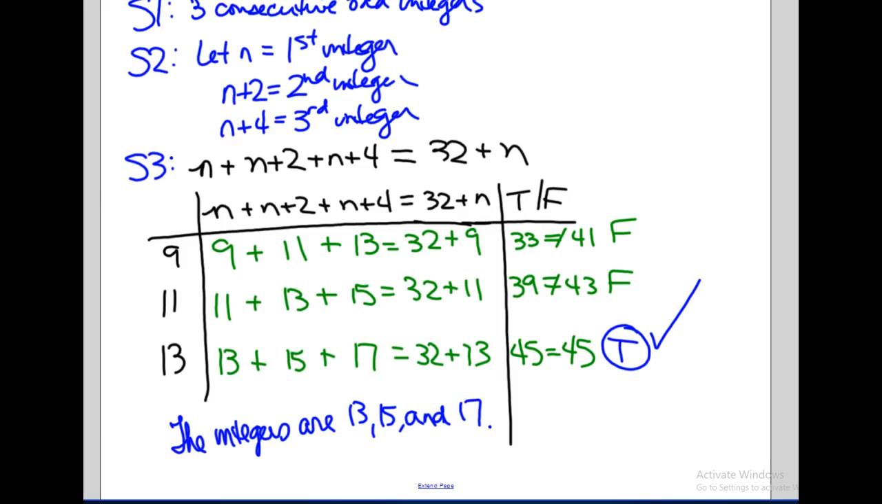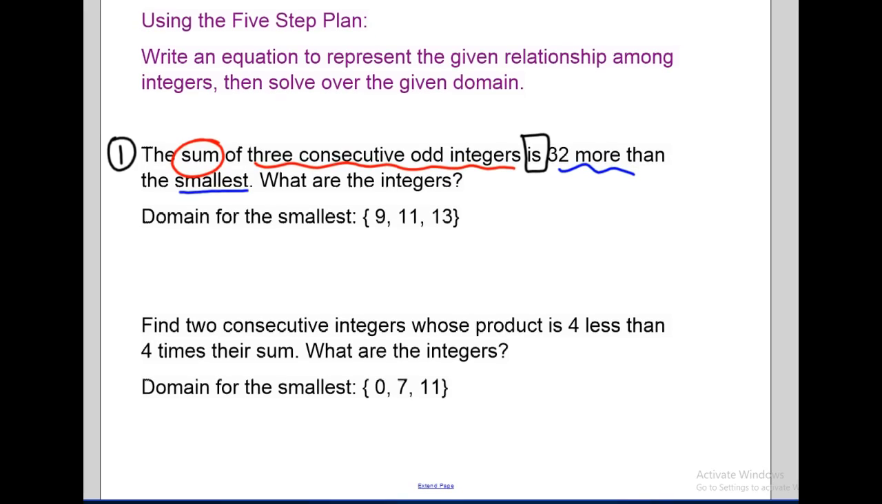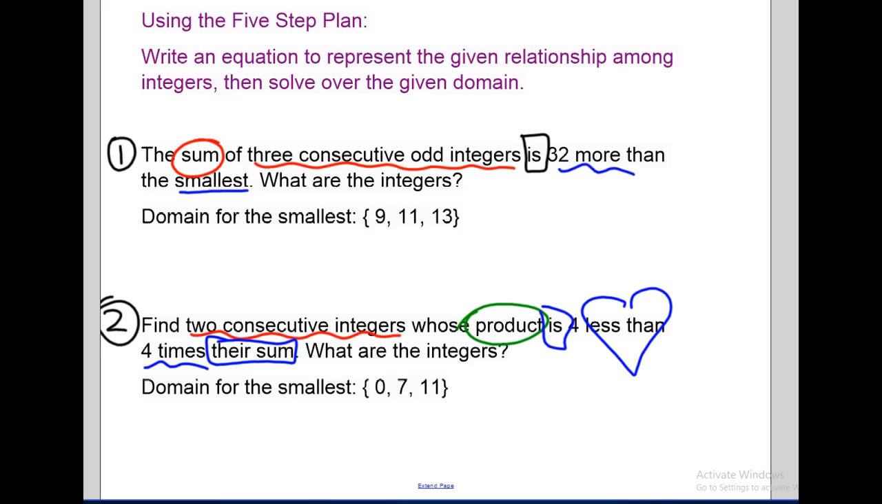Now, we're just going to take the time to break apart the second problem here so you can see how we busted up to get our equation. All right? So, find two consecutive integers, okay, whose product, there's my operator word, is 4 less than 4 times their sum. Okay?